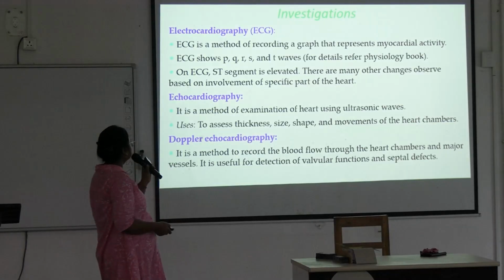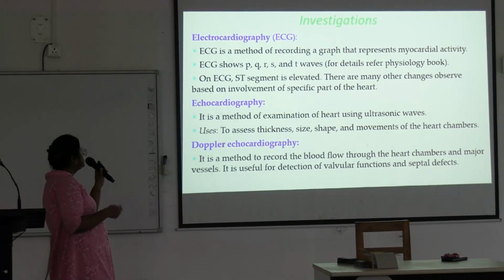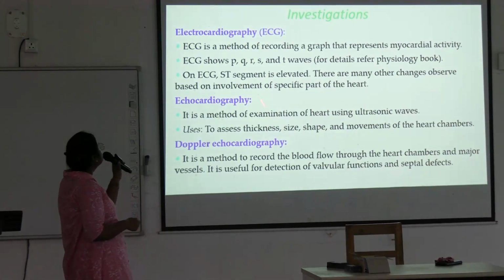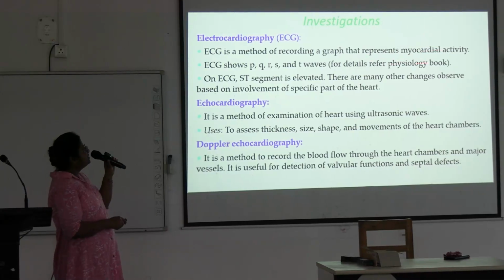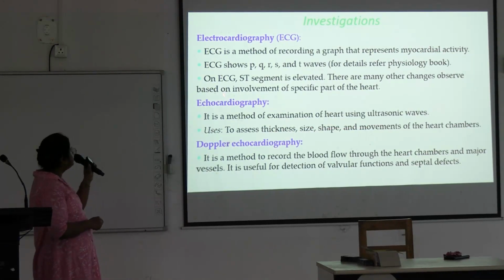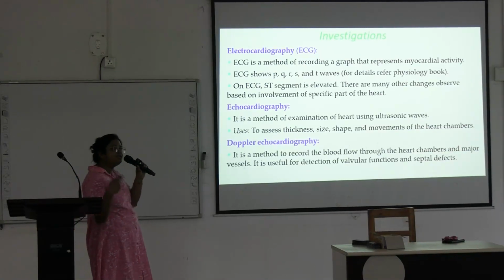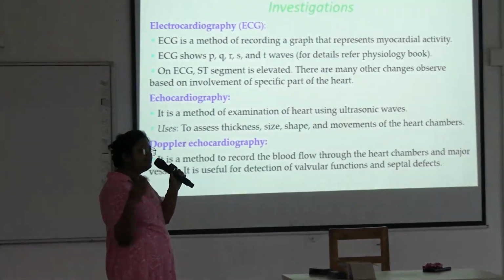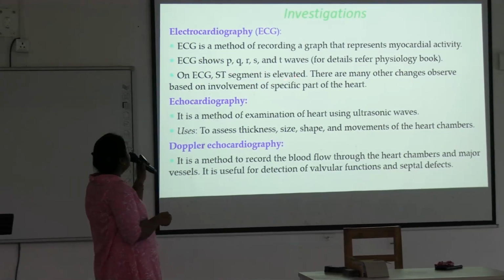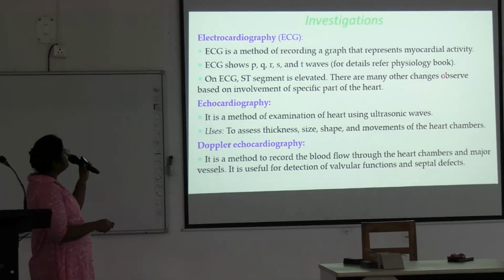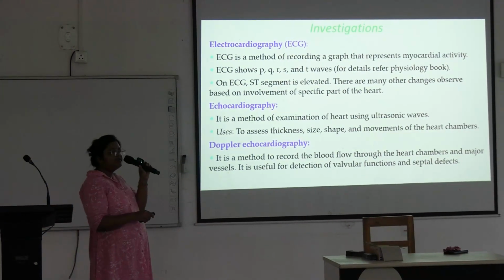Next, these are the investigations you can do for myocardial infarction. First is ECG. ECG is a method of recording a graph that represents the myocardial activity. It shows PQRST. For details, you have to read from physiology. There will be ST elevation in myocardial infarction. Okay. So the ST segment is elevated, and there are many other changes observed based on involvement of specific areas of the heart.